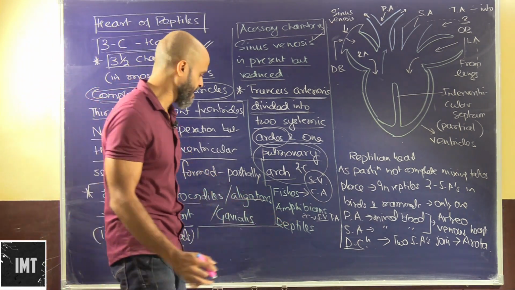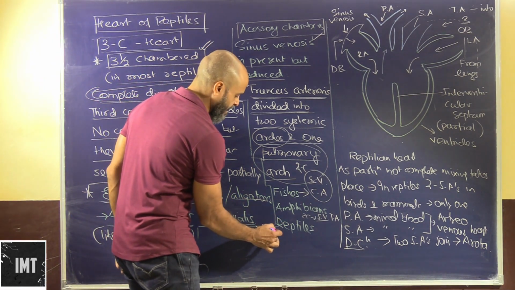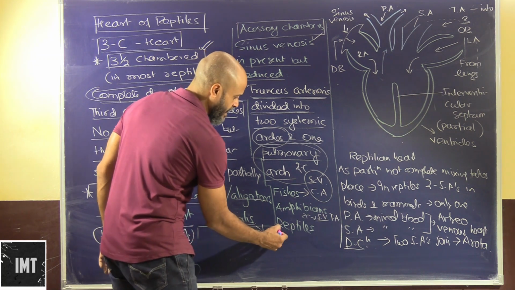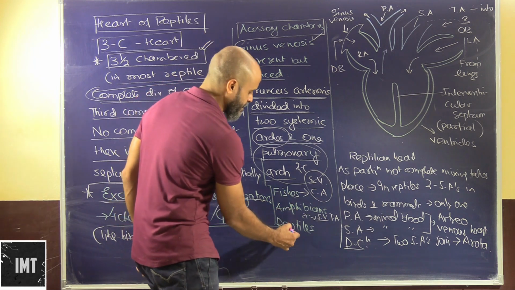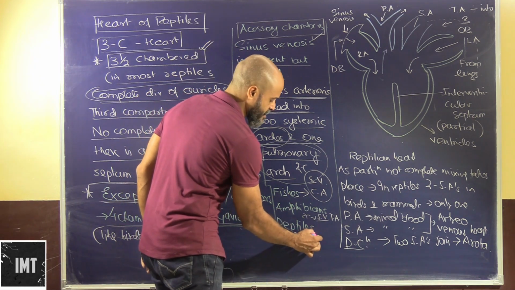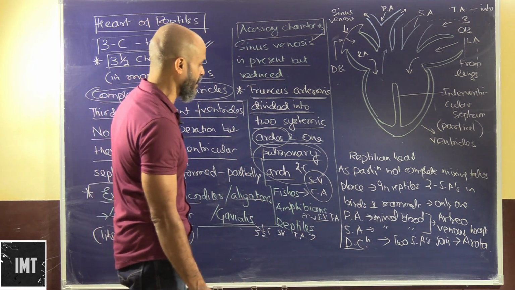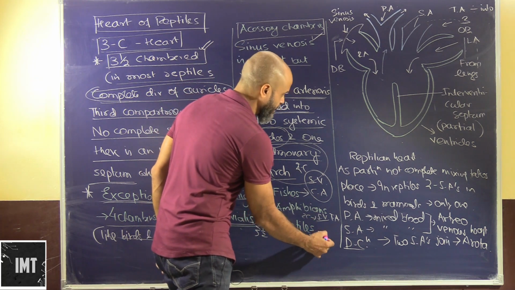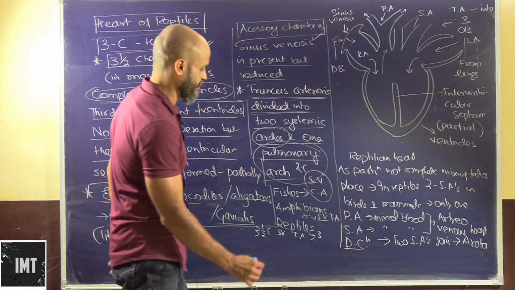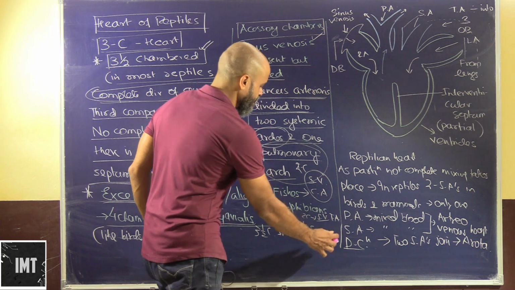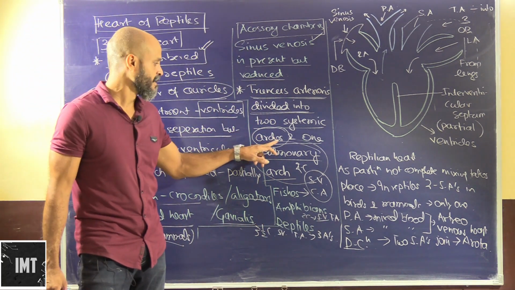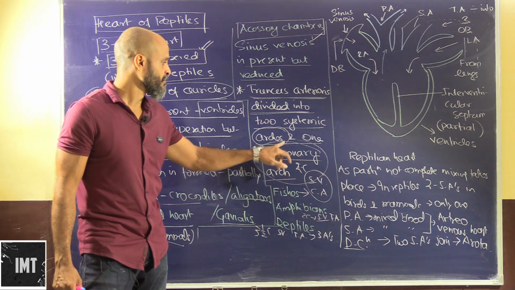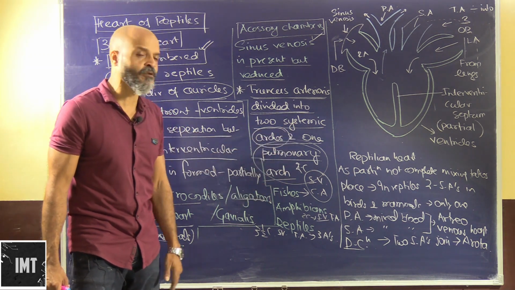When we come to reptiles, they have a 3.5-chambered heart. Sinus venosus is still there, but the truncus arteriosus is now modified to 3 arches. So the truncus arteriosus is modified to 3 arches: there are 2 systemic arches and one pulmonary arch.